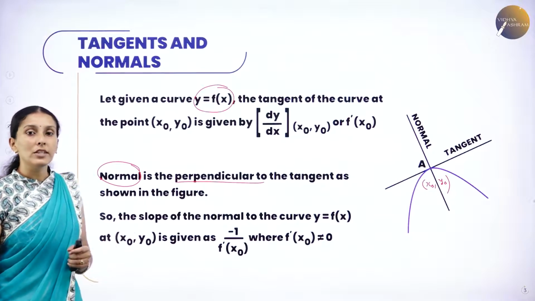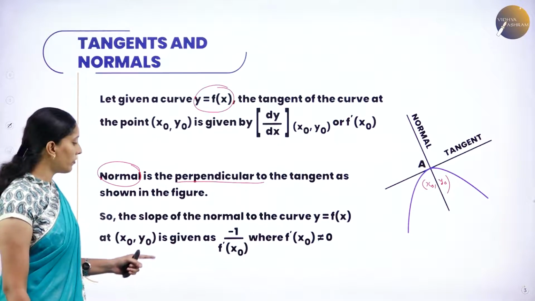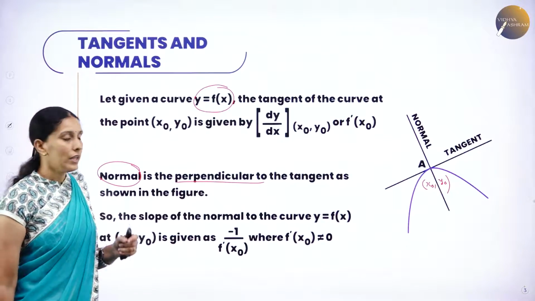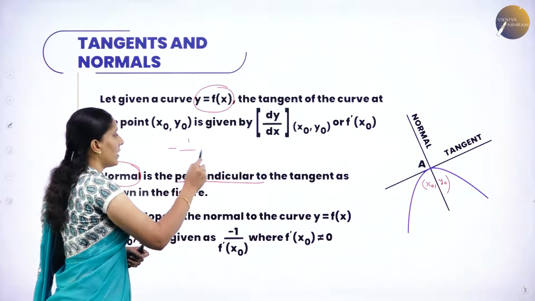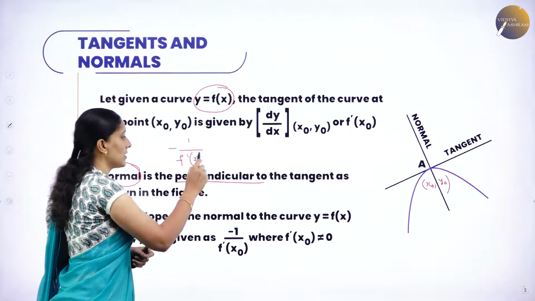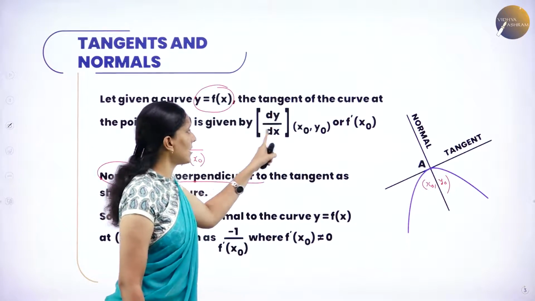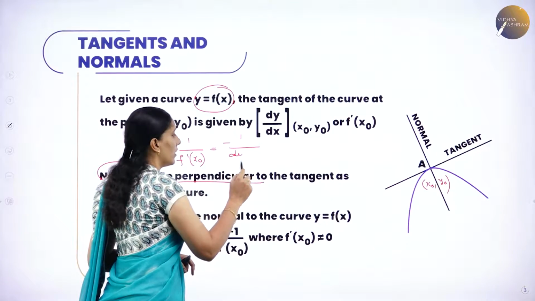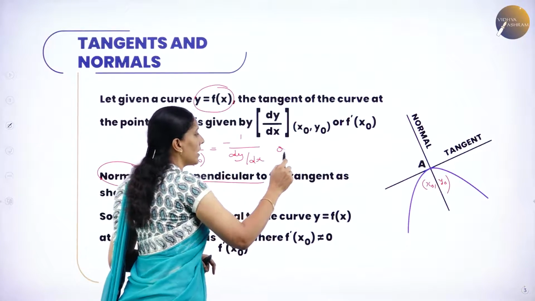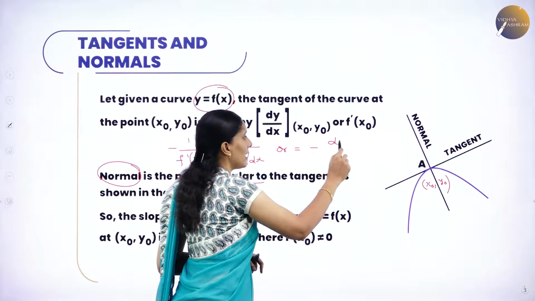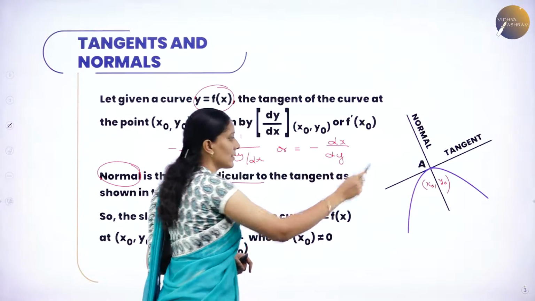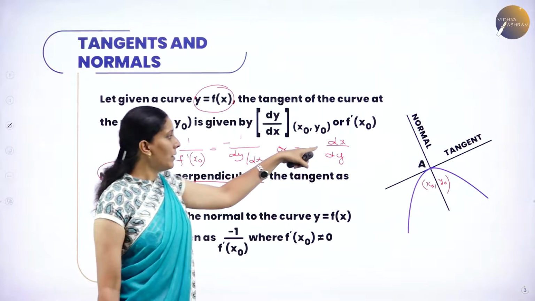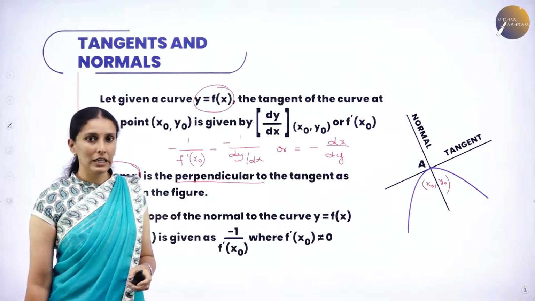Then how is the slope of the normal given? The slope of the normal is given by minus 1 divided by f dash of x naught. That means, see, what is f dash of x naught? It is nothing but dy by dx. So this can be written as minus 1 over dy by dx, or we can write it as minus dx by dy, which is one and the same. So minus 1 divided by dy by dx is nothing but minus dx divided by dy.